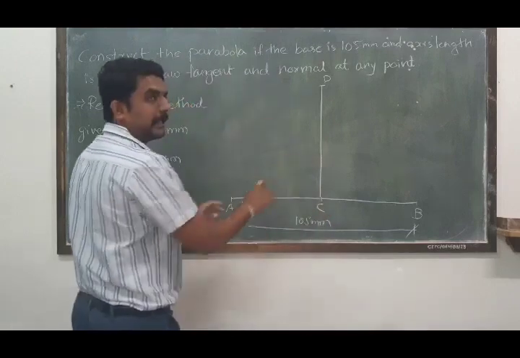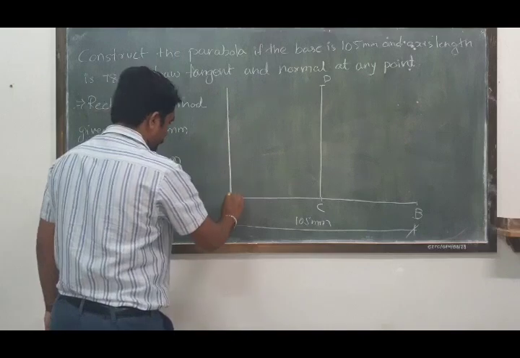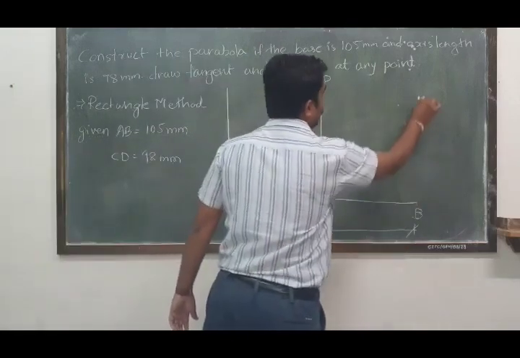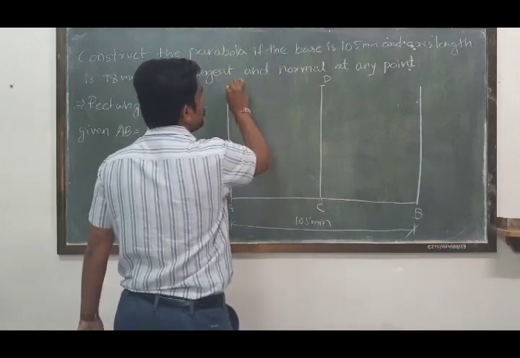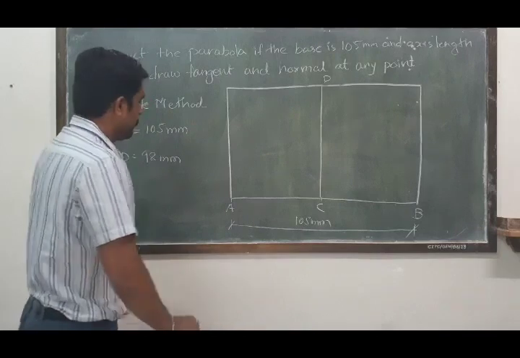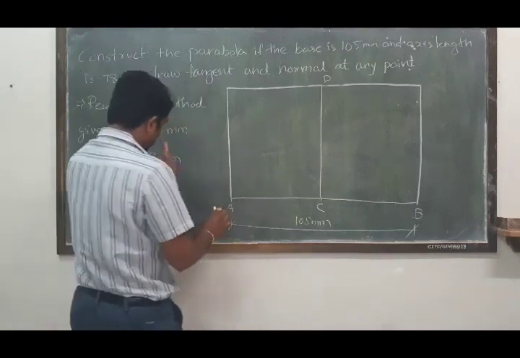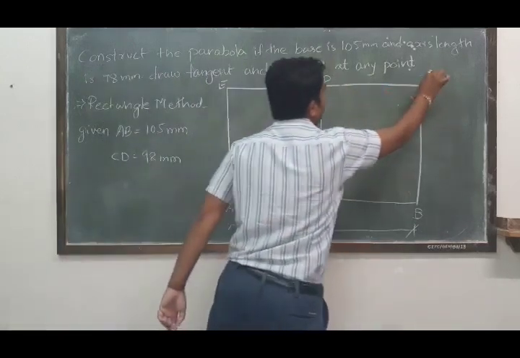Now complete a rectangle. Draw a line passing through A and parallel to CD, line passing through B and parallel to CD, and join these two endpoints passing through D. Now first name these 2 points E and F.